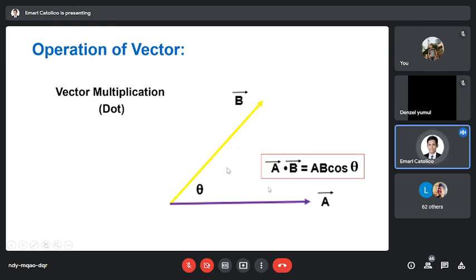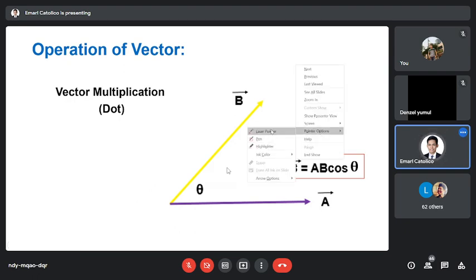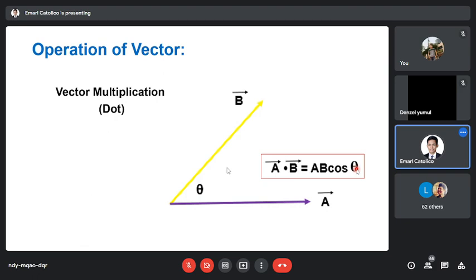Then, multiplication. Dito nang galing yung formula natin kanina. Yung theta, kung matatandaan, no? Theta is cosine inverse of the dot product of A and B over magnitude of A times magnitude of B. Okay? So, dito nang galing yung formula ng theta kapag 3D.